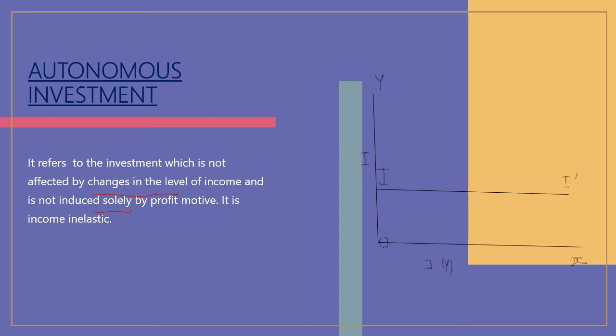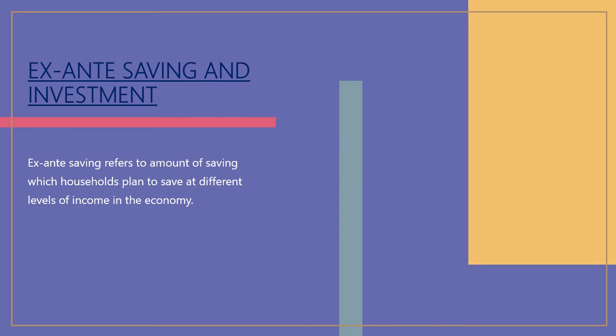It will always be equal. If your income changes, your investment will always be 20. I showed you, it is always a straight line parallel to the x-axis, that is autonomous investment.